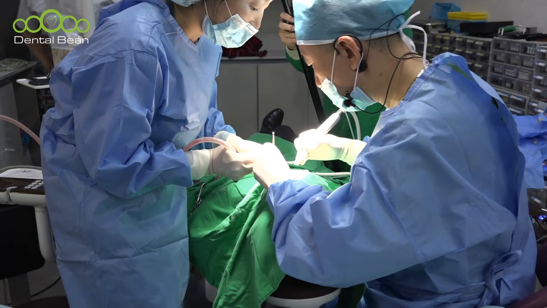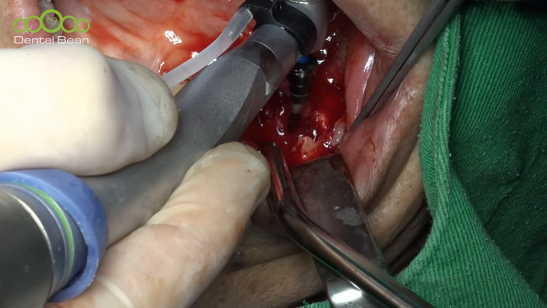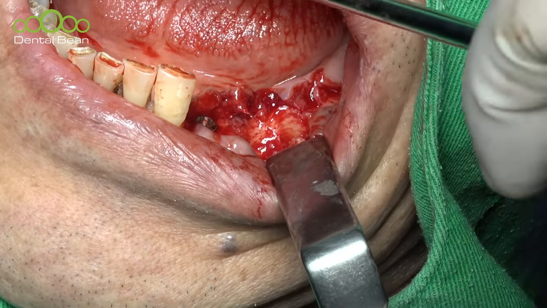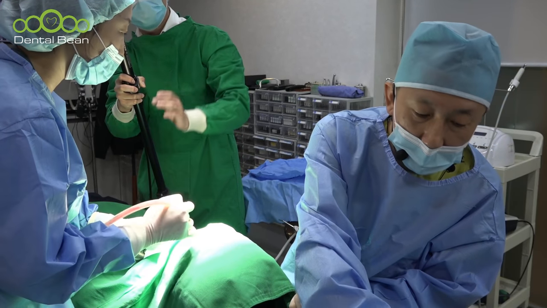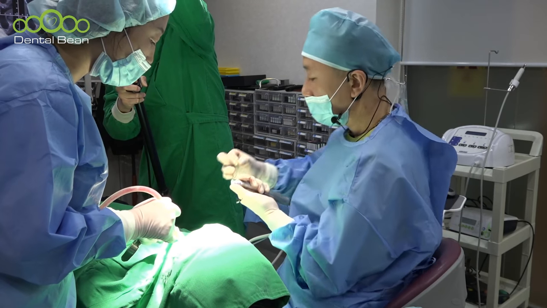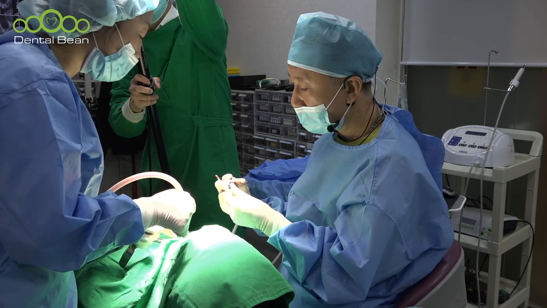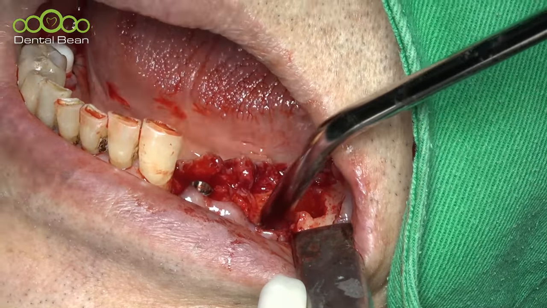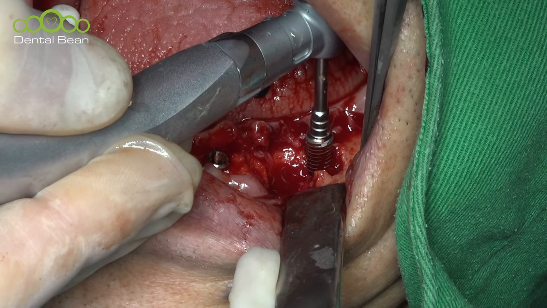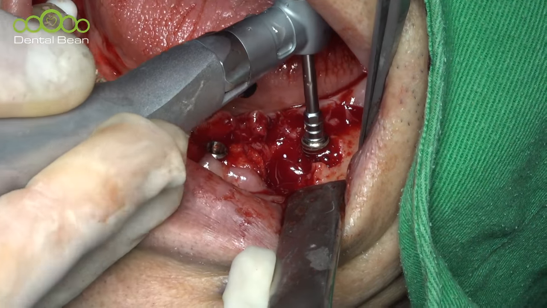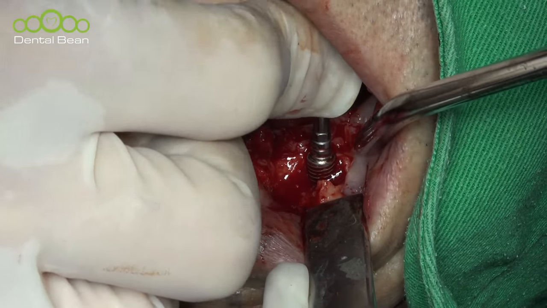Suction. Okay. Hello, I've got a question. I've got a question, doctor. Open, please. Very good. Just start him. Now I want to control by the torque wrench for the precise depths.